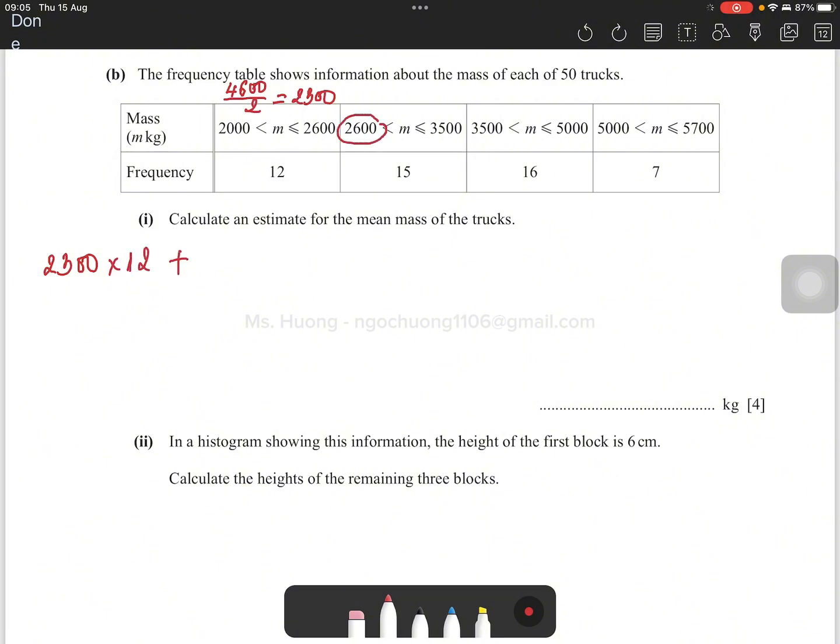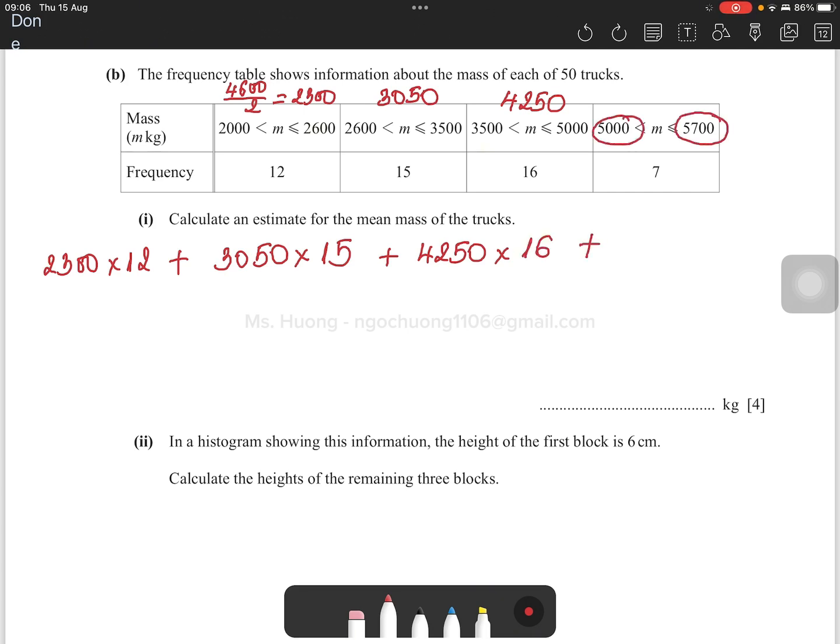Similarly, when we add up 2,600 and 3,500, it is 6,100. 6,100 divided by 2 is 3,050. So we multiply 3,050 by the frequency 15. Then 3,500 plus 5,000 is 8,500. 8,500 divided by 2 is 4,250. So we also multiply 4,250 by the frequency 16.